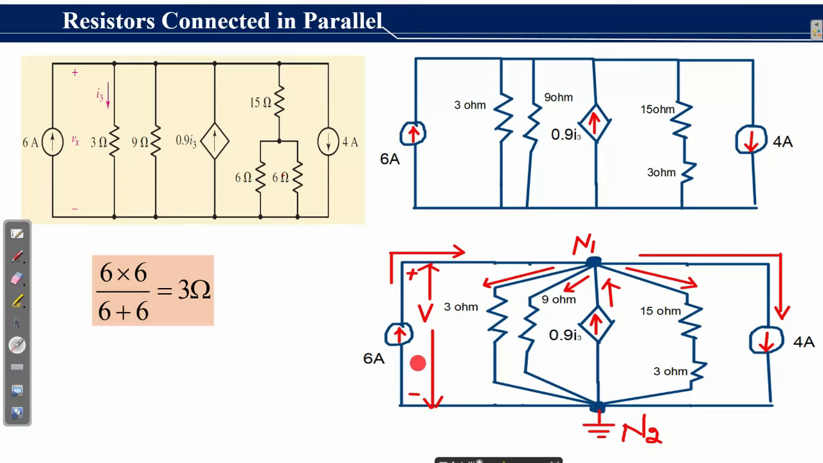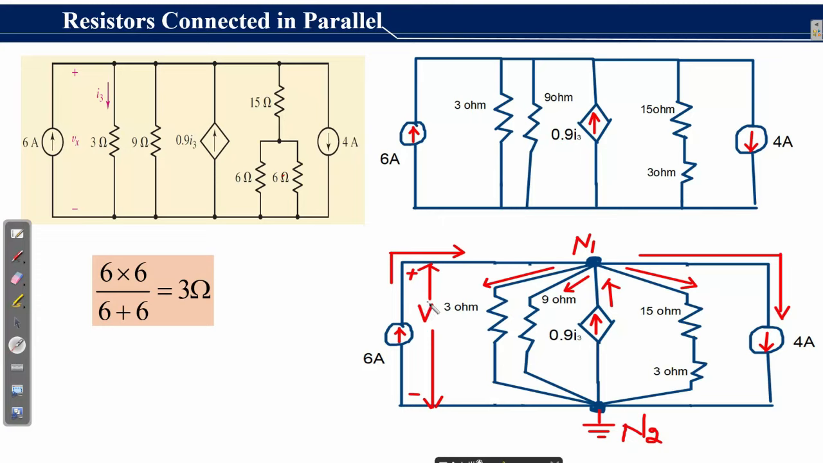For instance, the current of this 6 ampere source is the current entering this node, while the current across the 3 ohm resistor and the current across the 9 ohm resistance are outgoing currents, and the current of this dependent source is entering this node. The current across the 15 ohm resistor is the outgoing current from this node N1, and the current of this 4 ampere current source is also an outgoing current from this node N1.